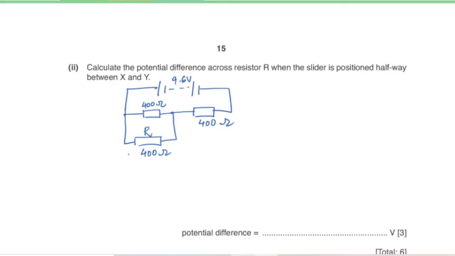So instead of taking V across just this resistor R, I can take V across this whole parallel connection. So I'll consider that as V divided by the total V applied to the whole circuit, that is 9.6 volts, is going to be equal to the resistance of this whole parallel connection, that is 200 ohms, divided by the resistance of the whole circuit, which is 200 plus 400, that is 600 ohms. Again, V and R are directly proportional to each other. So this way, I can derive that the potential difference across this whole parallel connection, or potential difference across resistor R, is going to be 3.2 volts.